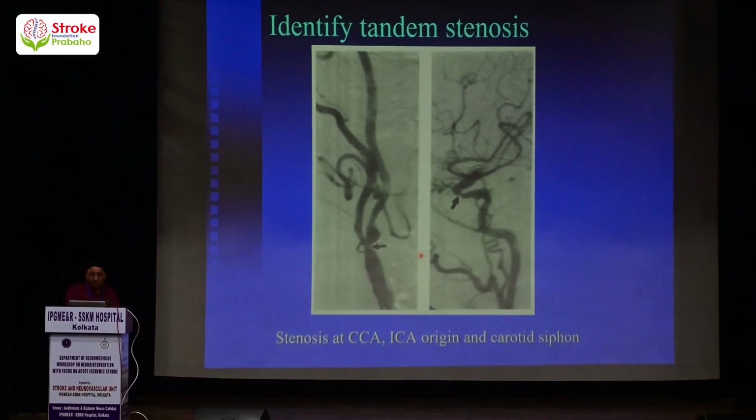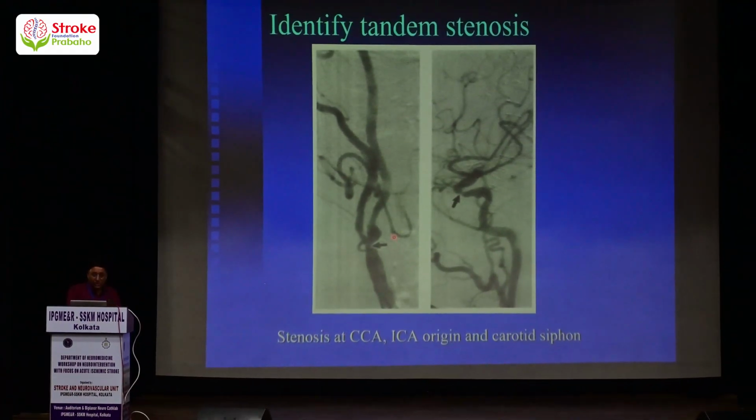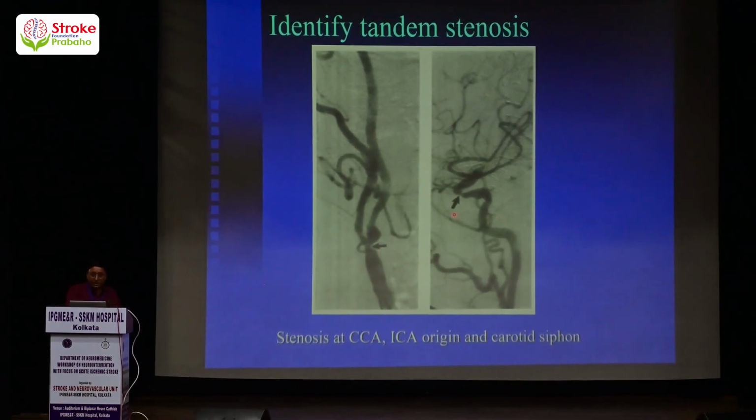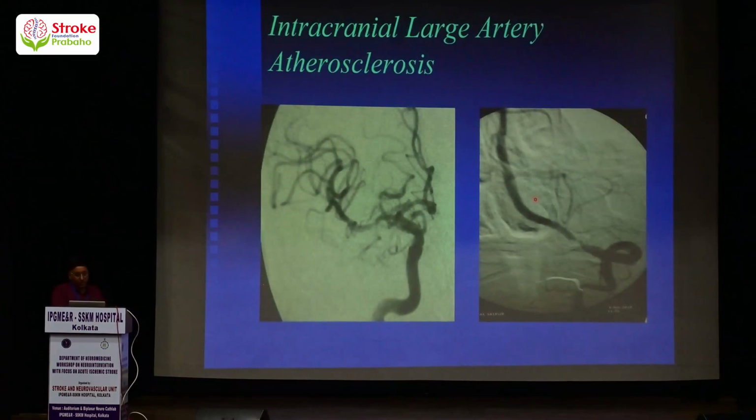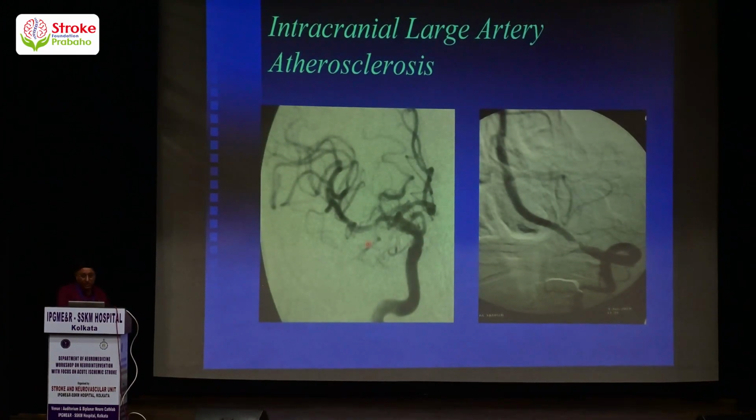Sometimes we may have a tandem stenosis, like this case, where we have a stenosis at the origin of the ICA, and there is a stenosis at the cavernous segment of the ICA. So tandem stenosis is not uncommon, particularly in those patients whose atherosclerotic disease is not well controlled. Or sometimes we can see intracranial atherosclerotic disease, like in this case, the middle cerebral artery small segment stenosis here, or the stenosis at the V4 segment of the vertebral artery.